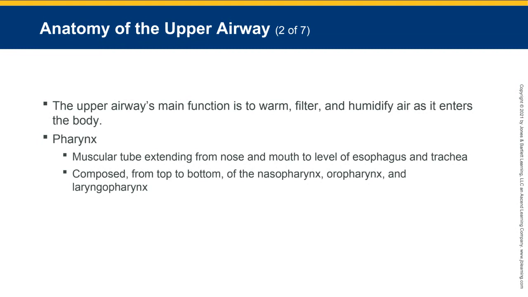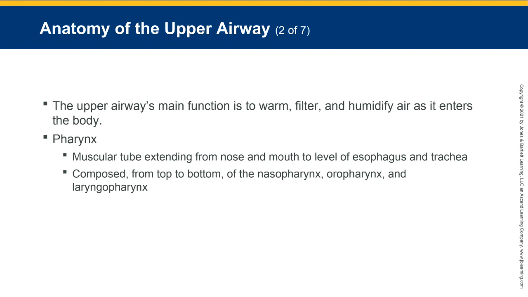Pharynx. The pharynx is a muscular tube extending from the nose and mouth to the level of the esophagus and the trachea. The esophagus goes to the stomach, and it is in a posterior portion if you compare it to the position of the trachea. So the trachea is anterior and it goes to the lungs. The esophagus is posterior and it goes to the stomach.